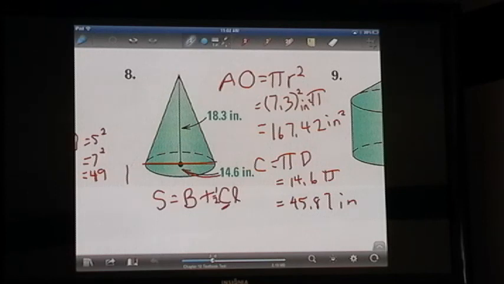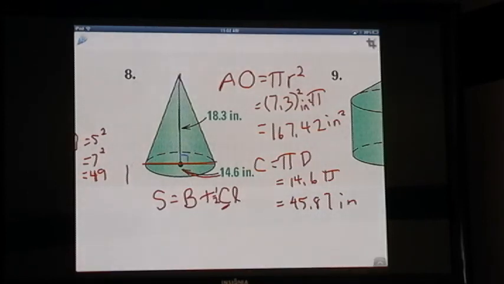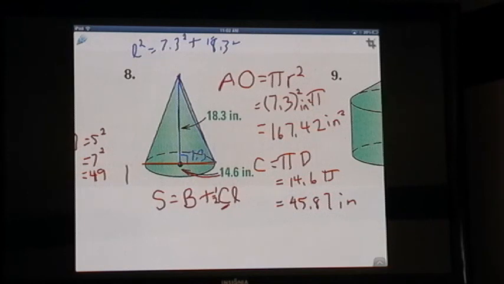So we're going to look at this right triangle right here. And we already know that half of the diameter is 7.3. And this is the hypotenuse of our right triangle. So we're going to say the slant height that we're looking for, which will be called L squared at that point, is equal to 7.3 squared plus 18.3 squared. So 18.3 squared plus 7.3 squared.